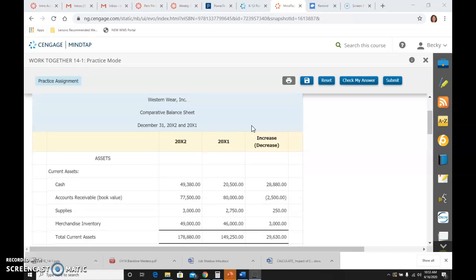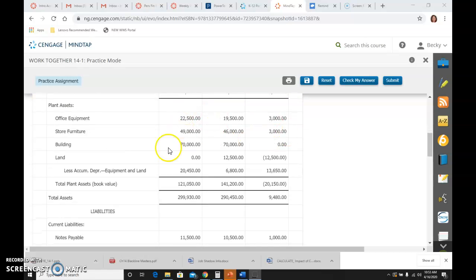The directions say that a comparative balance sheet is provided for Western Wear Inc. And the income statement indicates that net income was $5,080 and depreciation expense was $13,650. We'll need that later on. And it says to prepare the statement of cash flow. So first it says to record the appropriate December 31 balances for X2 and X1.